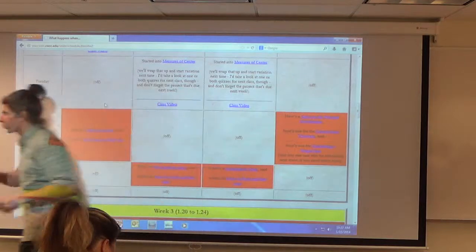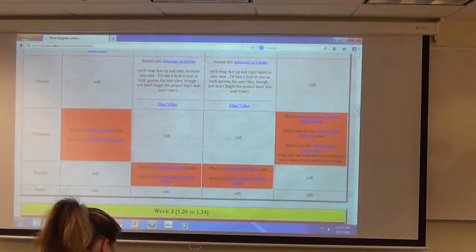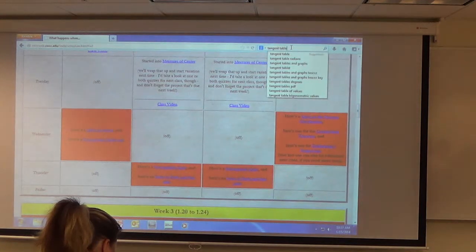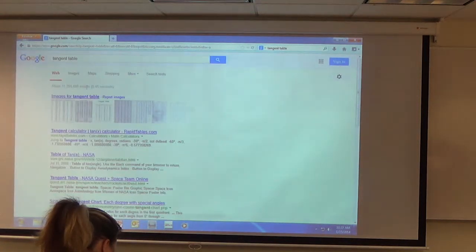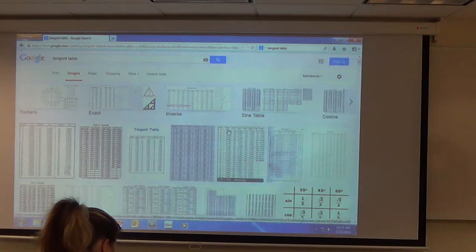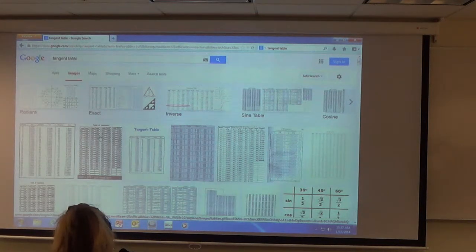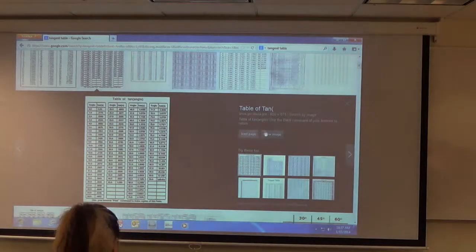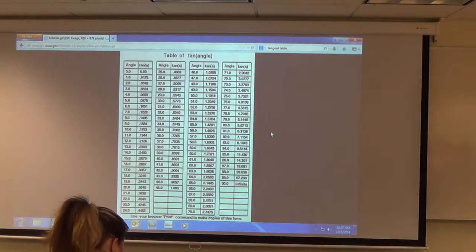Let me show you real quick. I just go to Google, type tangent table, and then go to images. There's a bazillion. I think the one I used was this one. That's not bad. You can do a view image. There it is. We were using this one in class, weren't we? Yeah, some of them suck.